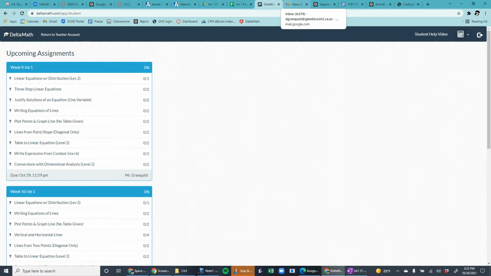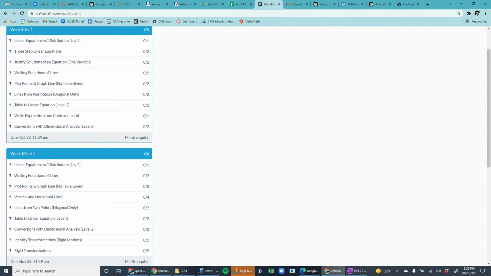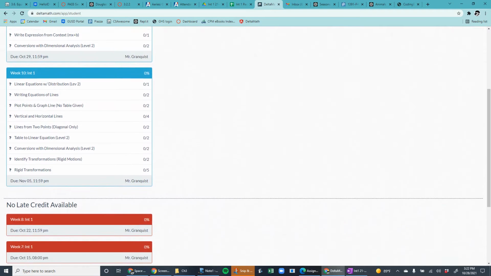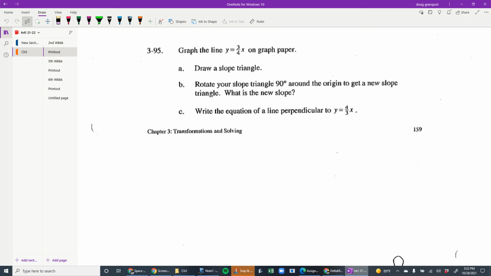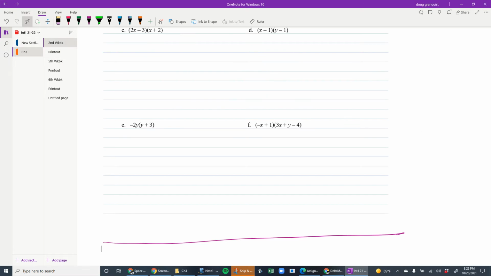So here we have our Delta Math page, and you'll notice that you have your Delta Math from this week. And I also put up the extra Delta Math that is to start from next week too. So if you're already done with that, you always have something to work on Delta Math. And if your substitute teacher deems it necessary, I have a worksheet for you guys to get some extra practice on these problems right here.